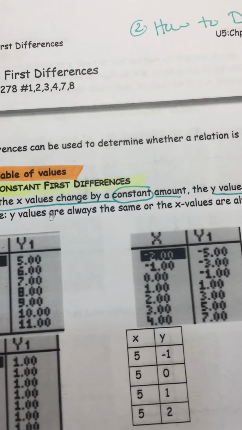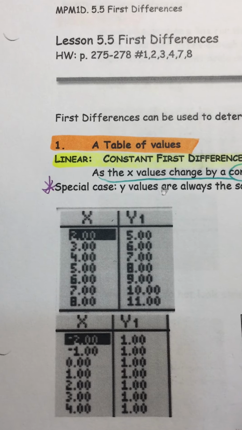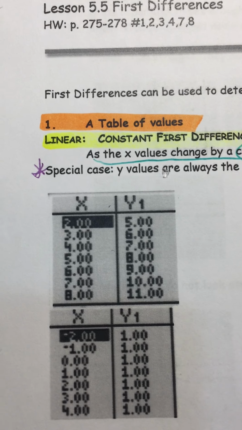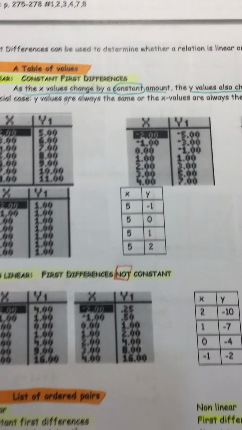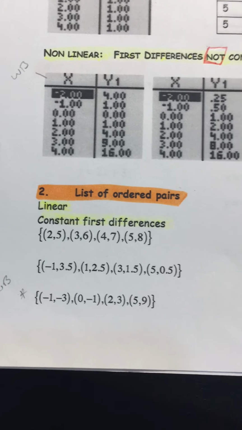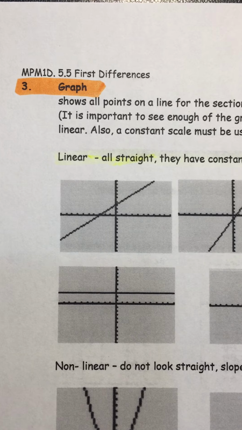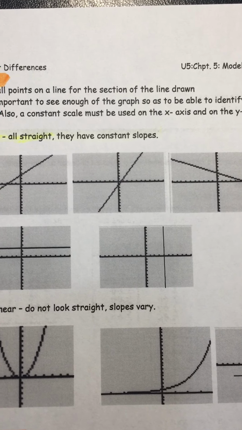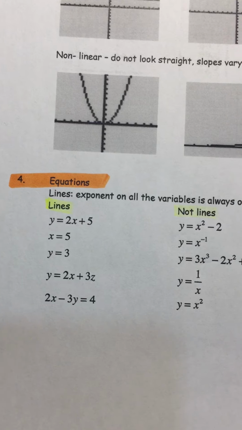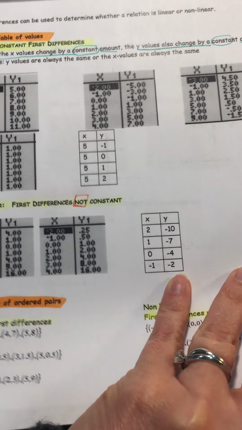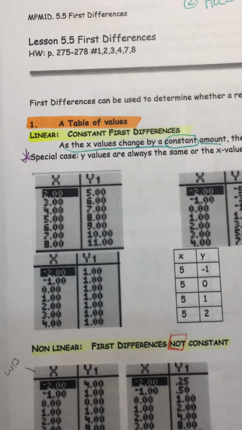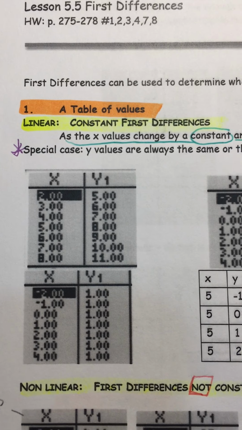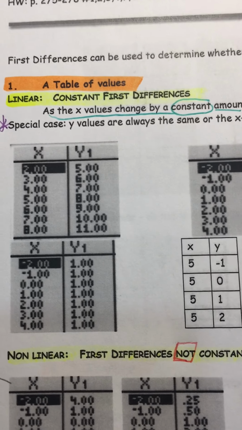Okay, so we have four ways of representing a relation here. One is a table of values. I've highlighted them in orange. These are examples of table of values. Another way is we could list them as ordered pairs. So that's this way. On the back, we could graph a relation. So if you look at graphs, that's the third way. And the fourth way is we could use equations. We're going to look at all four ways and how to determine from each way whether you have a line or not.